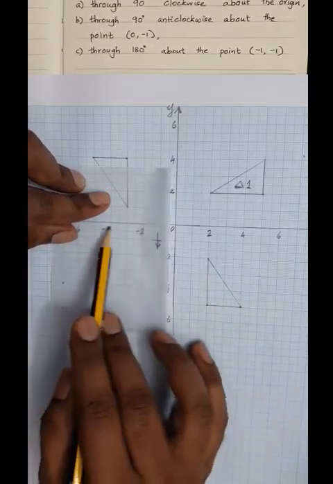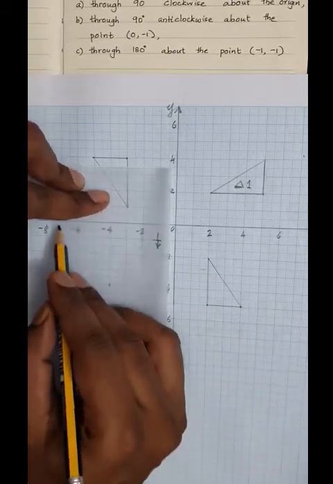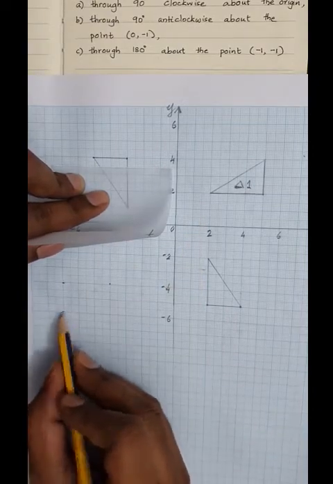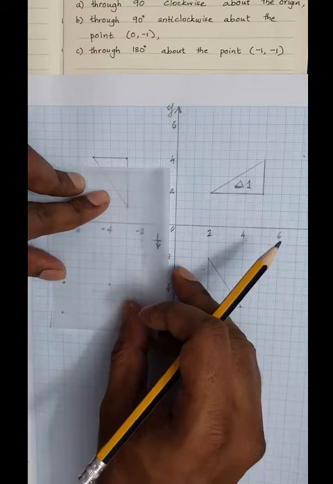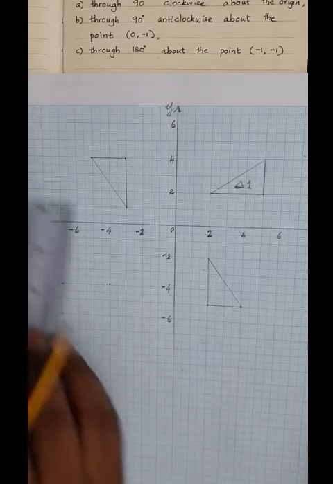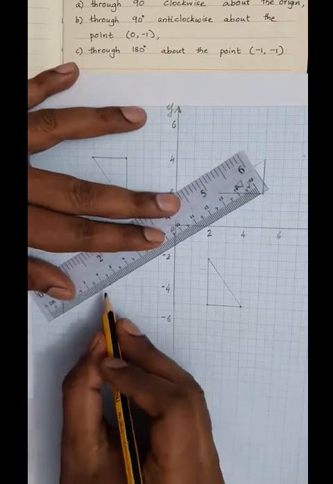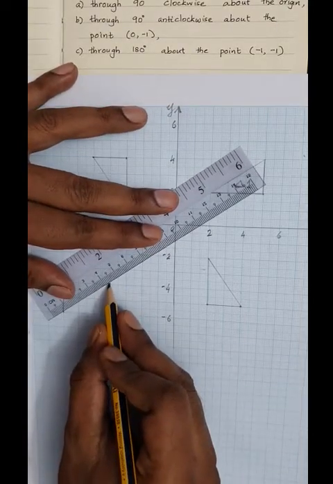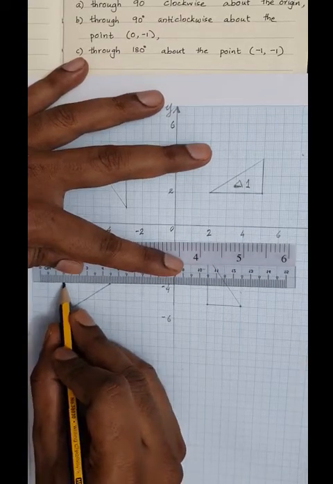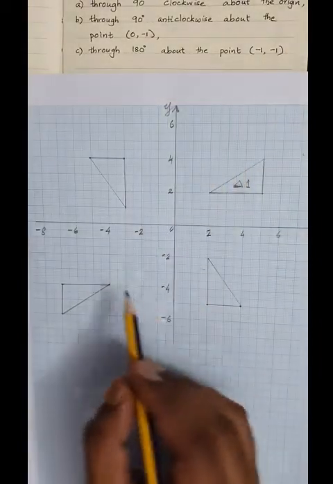The first point is -4, -4, it's here. And -7, -4. And the third point is down here. Once again, I check those 3 points, whether it's aligned in the tracing paper. Joining these 3 points, I get the image triangle. So the object is now rotated 180 degree about the center -1, -1.